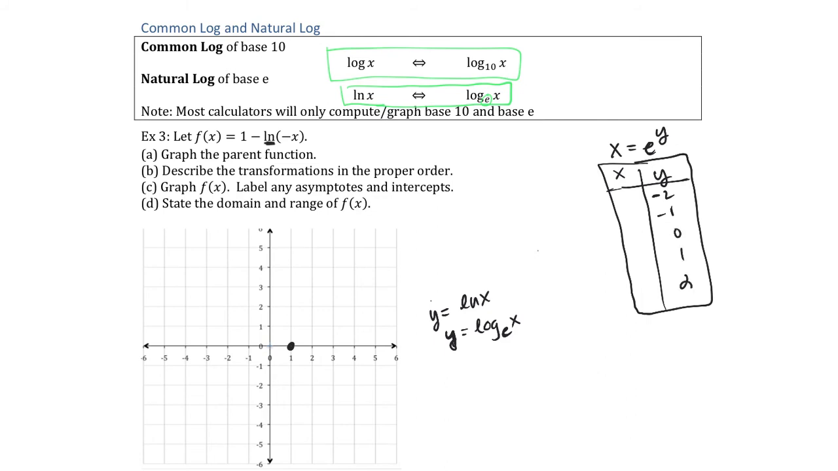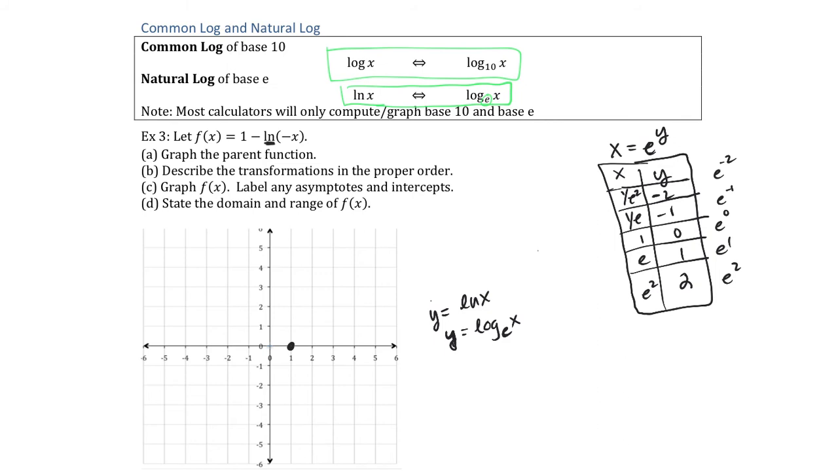I just did this one, e to the 0, that's a 1. Let's do e to the negative 1. That would be 1 over e. e to the negative 2, 1 over e squared. e to the 1, and e squared. Okay, so now we can graph our parent function.